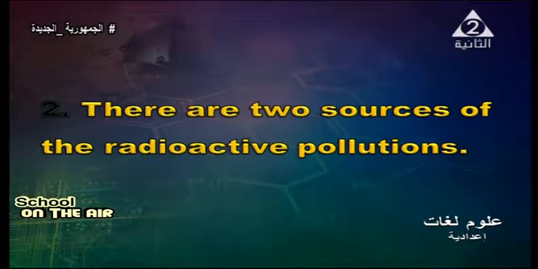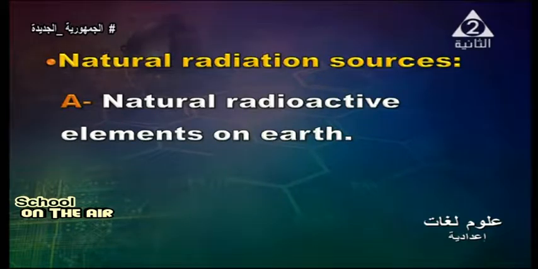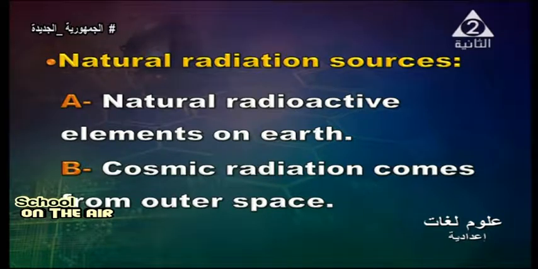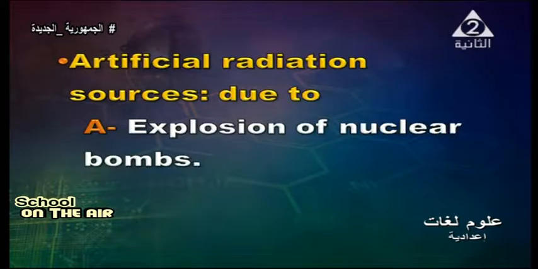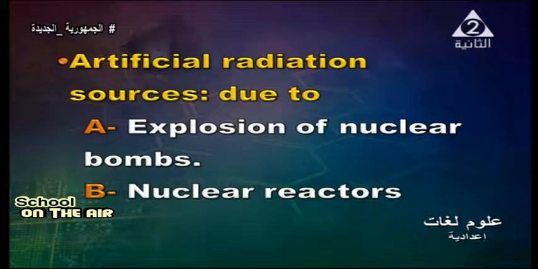Another question in give reason. There are two sources of radioactive pollution. Natural radiation source: natural radioactive elements on Earth, and cosmic radiation that comes from outer space. Artificial radiation source: due to the explosion of a nuclear bomb or a nuclear reactor.